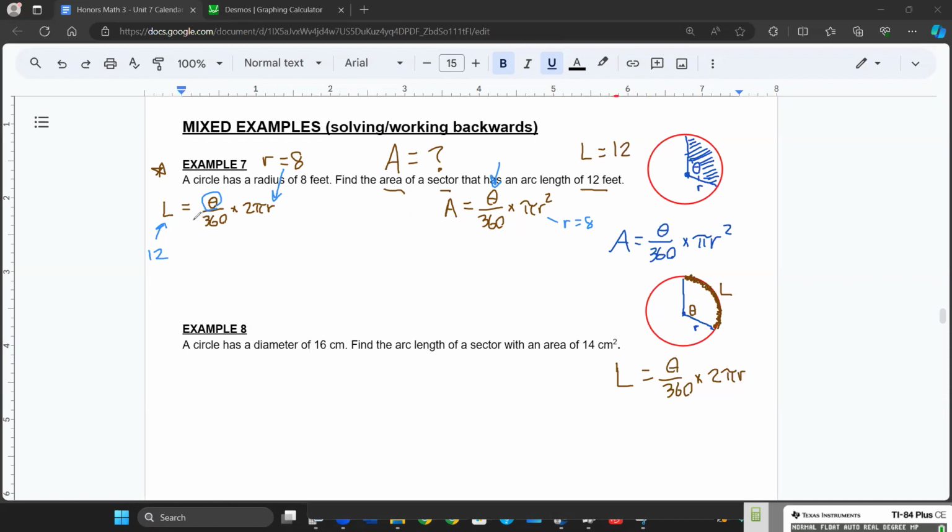So let's first rewrite the length formula and plug in the numbers that we have. We're going to say 12 equals theta over 360. If you don't like that symbol theta, you can use x if you want. You just have to remember that it stands for the degree. We know that the radius is 8, so we'll say 2 pi times 8. Now we'll have to work backwards to solve for theta.